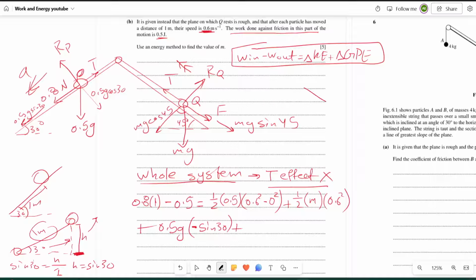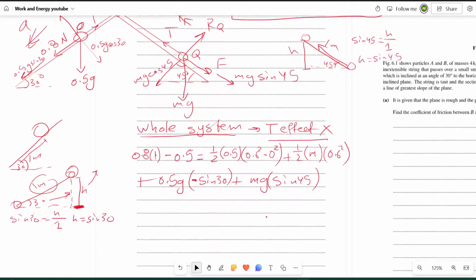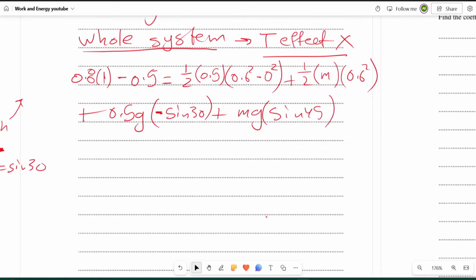Okay, let's do the same for Q. Q moved 1 meter up, it was here and then started as here. This is 45 degrees. We need this vertical height over here. So again, sine 45 is going to equal opposite over hypotenuse, which is 1. So height is sine 45 and it's going to be positive in this case because it moved up relative to its starting point. So it's going to be mass times g times positive sine 45, and from here we have the equation that we need in order to solve.